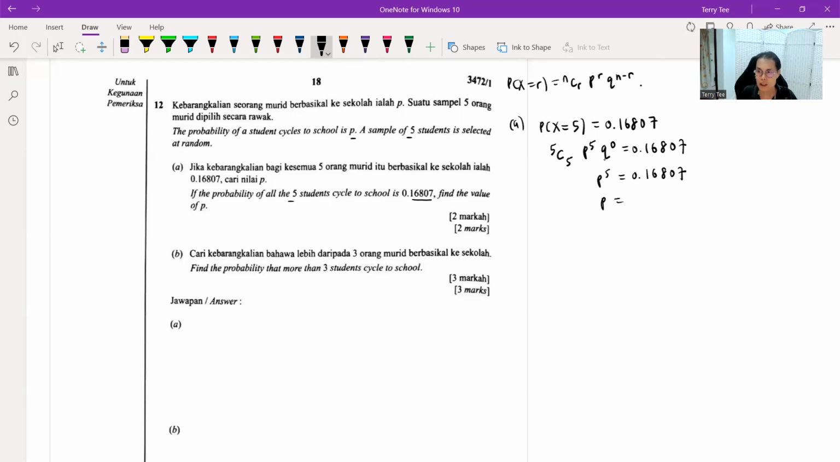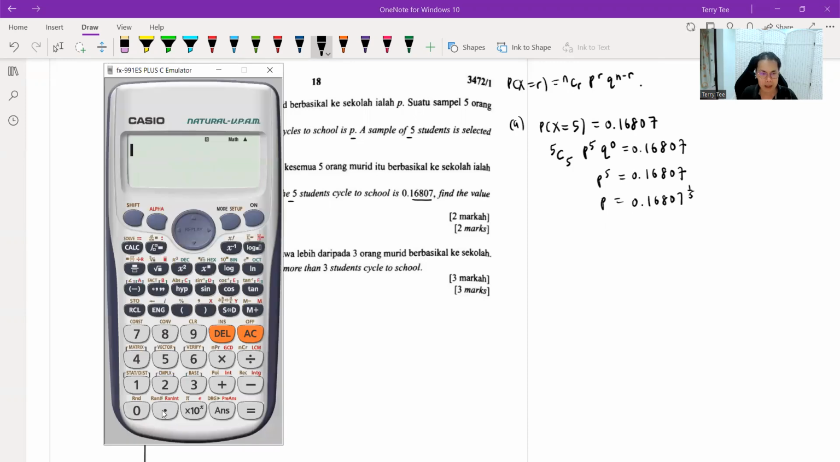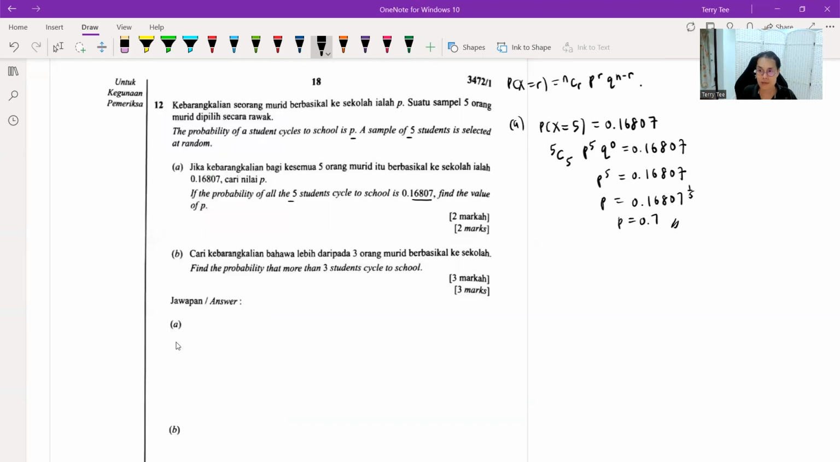To solve for p, I'm going to bring this over. This is power 1 over 5, or you can write the fifth root. I'm going to type in 0.16807 power 1 over 5. There you go, my answer is 0.7, right? Or 7 over 10. Okay, that is the first part.